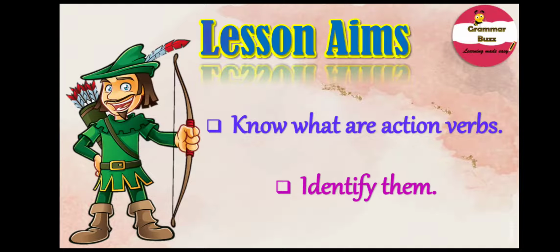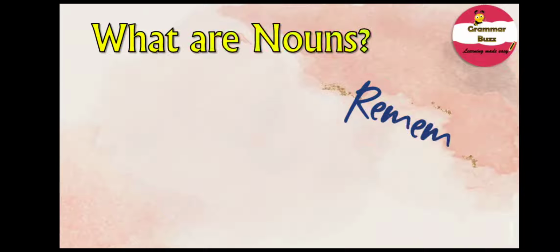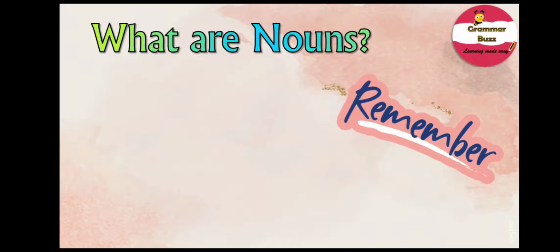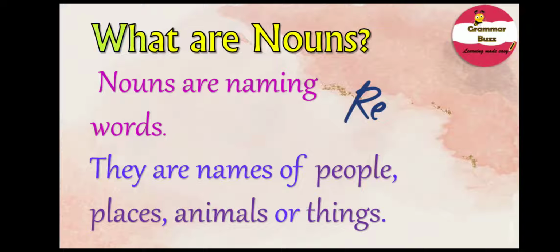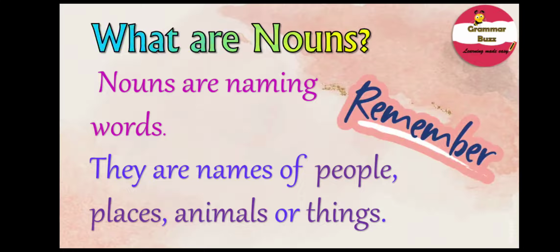Okay, so first things first. What are nouns? Why is that important? It is important because in order to understand what verbs are, you have to first understand what nouns are. Nouns are naming words. You already know that, right? They are names of people, places, animals or things. A person like a doctor, a place like a store, an animal like a monkey, a thing like an oven. If it's the name of a person, animal, thing or even a place, then you know it's a noun.